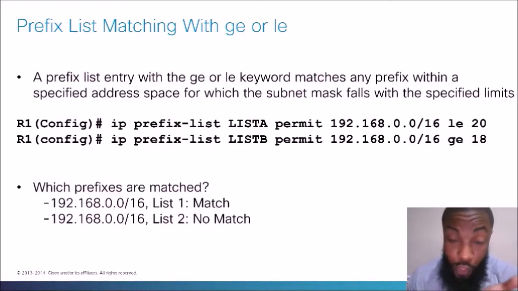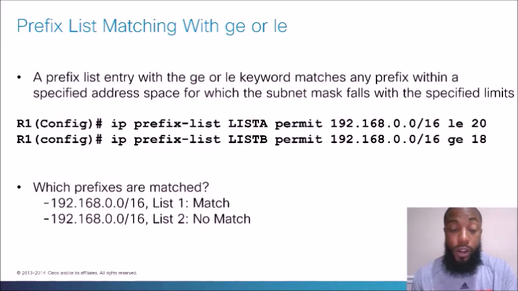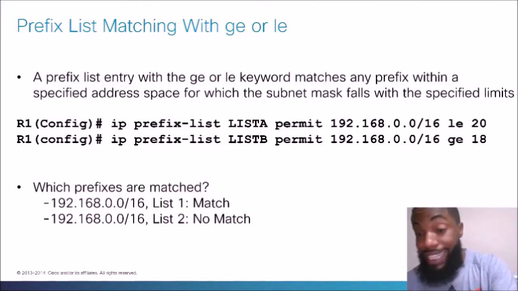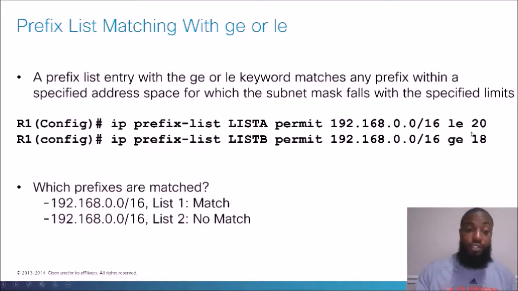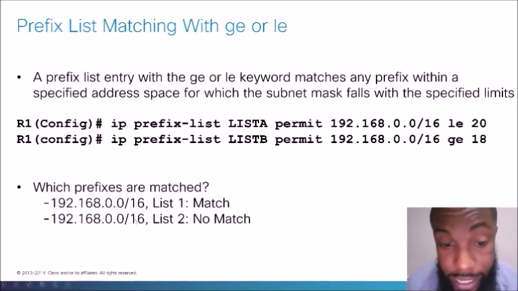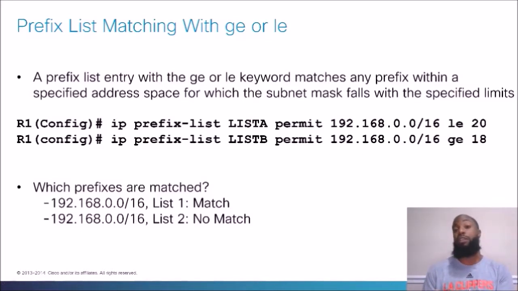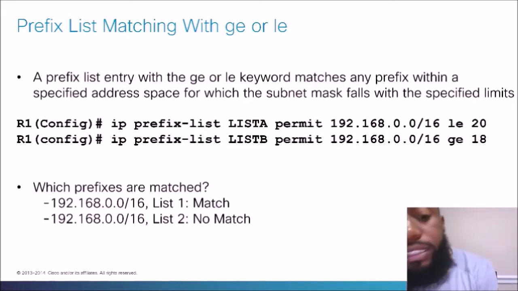In this case, for the first one, list 1 is a match with 192.168.0.0/16, because /16 is /16, obviously, right here. And it's also less than or equal to 20. So that will match. This bottom one here, list 2, says 16, greater than or equal to 18. So we're allowing 16, but greater than or equal to 18. In other words, 16 is not greater than or equal to 18. So there's no match there. That will actually be denied.